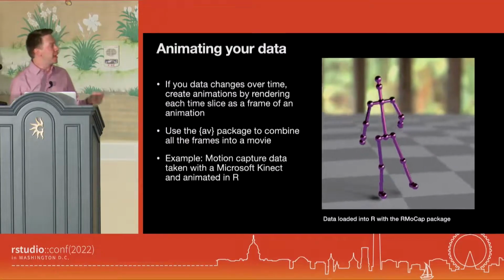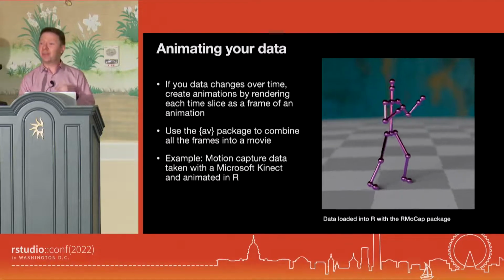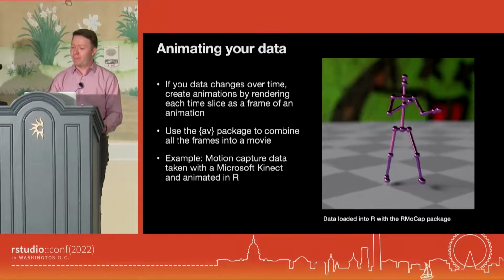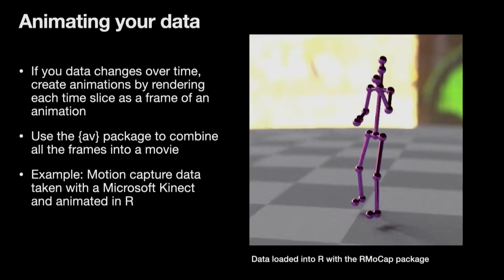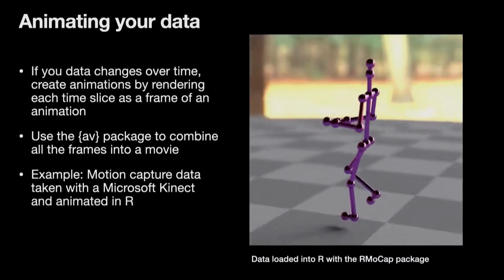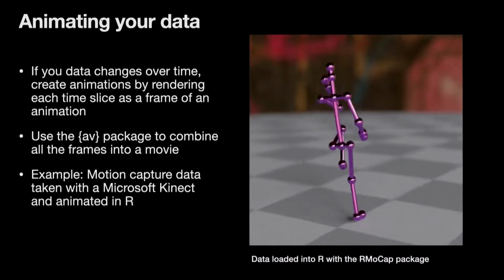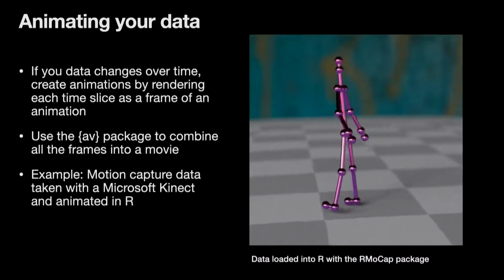Here, I used a Microsoft Kinect to capture my movements and load them into R using the R mocap package. By extracting the individual time slices from the movement data and rendering each frame completely, I was able to combine all the frames into this animation using the av package. So watch out, Pixar, our users are coming for you.